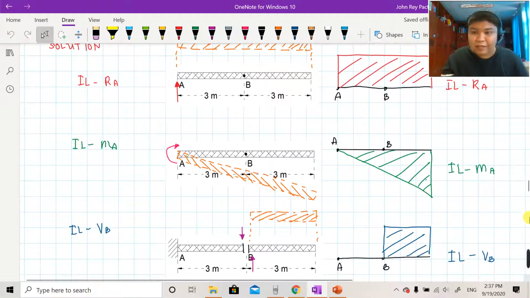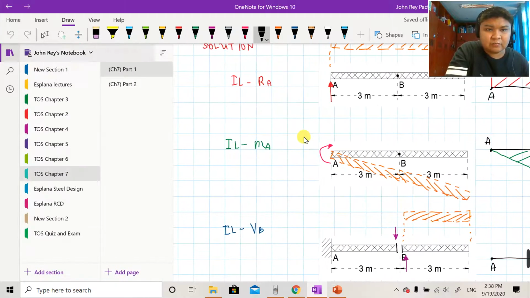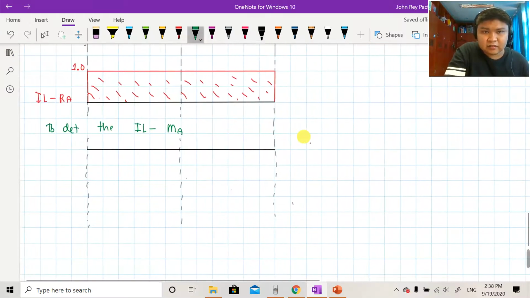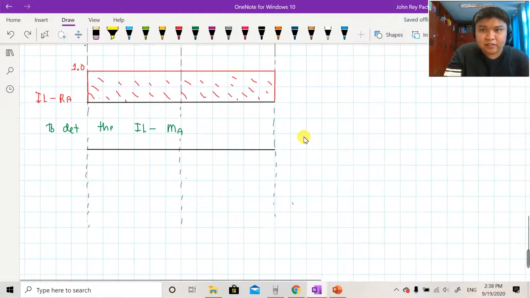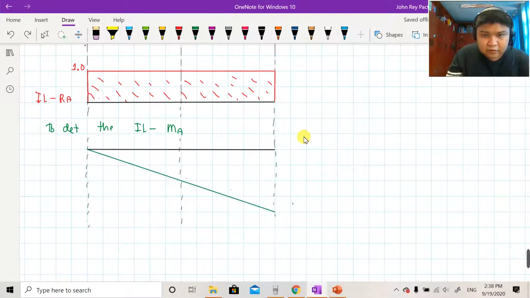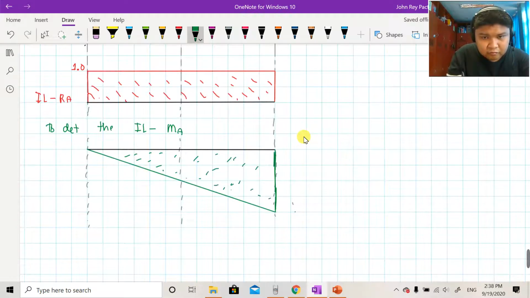The important ordinate is of course the height of the triangle itself, which is at the far end, the end of the span. Okay? So let's solve that now. This is what it will look like. There it is. So, you can just design it however you like. Okay, so this will be the influence line for the moment at A.